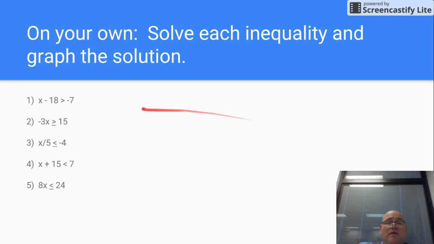On the last slide, on your own, in your notes, solve each inequality and graph the solution, and I'll be around to check your notes.